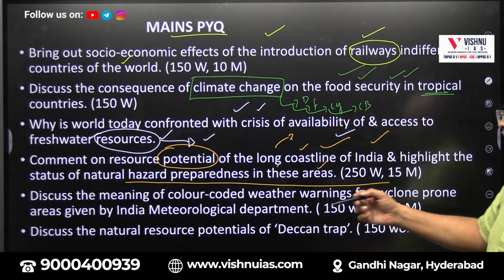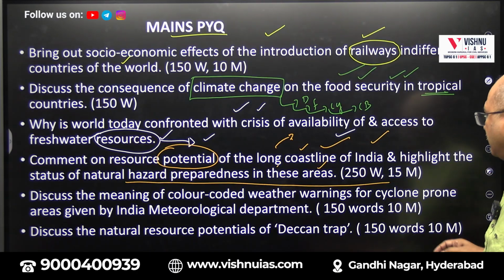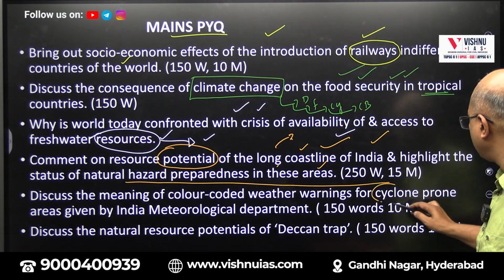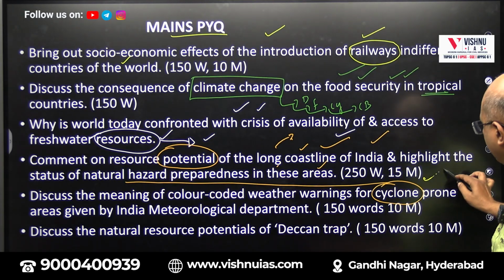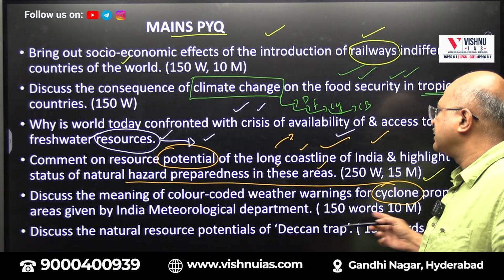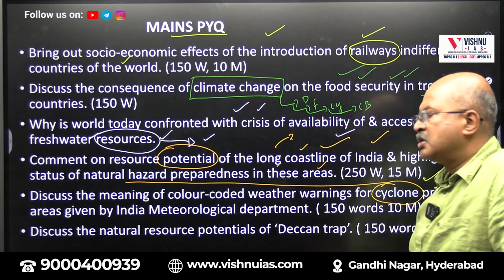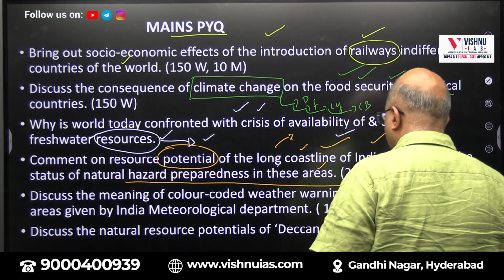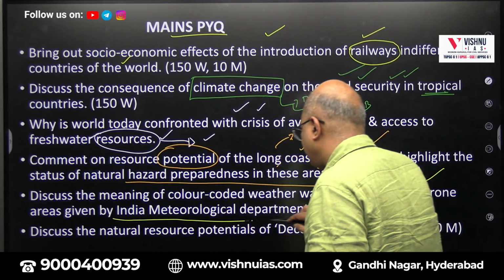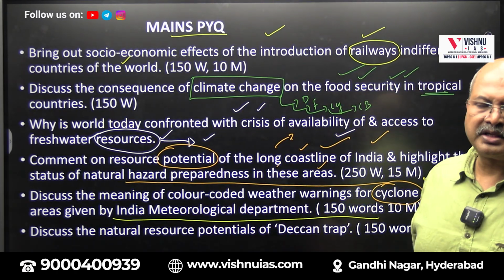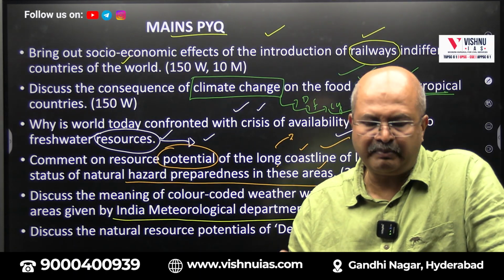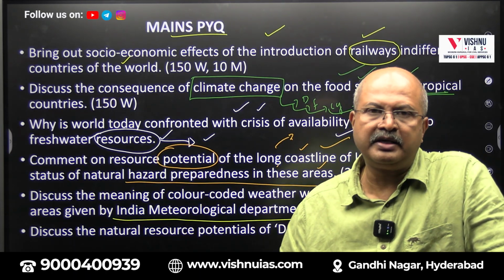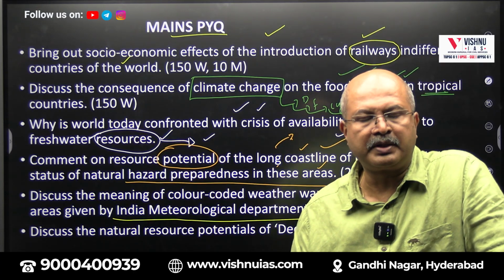Right. Then, discuss the meaning of color coded weather warnings for cyclones. Now, cyclones are considered one of the important natural disasters which India is facing. Cyclone here means they are talking about tropical cyclones. So ideally we say the tropical cyclone has a life of 7 to 10 days. It may exceed, but 7 to 10 days is the ideal life for tropical cyclones.